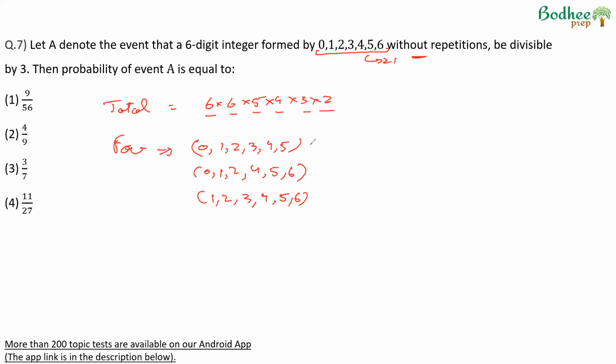These 3 are favorable cases. The number of numbers that can be formed here are: 0 cannot come in the first place, so 5 options here. Then 5 into 4 into 3 into 2 into 1.